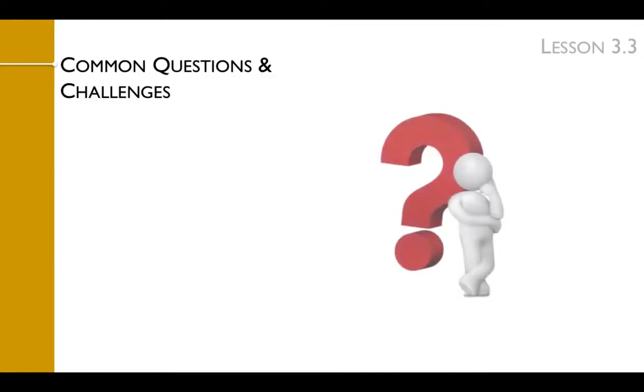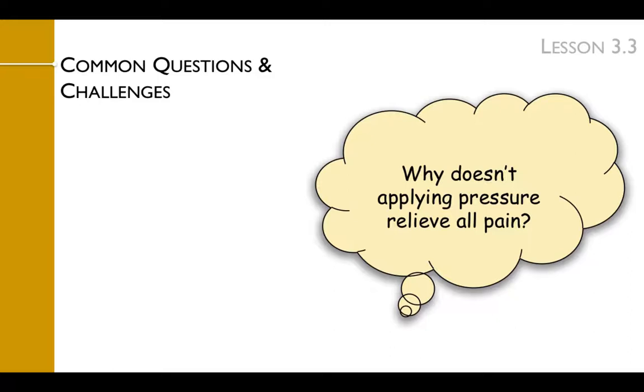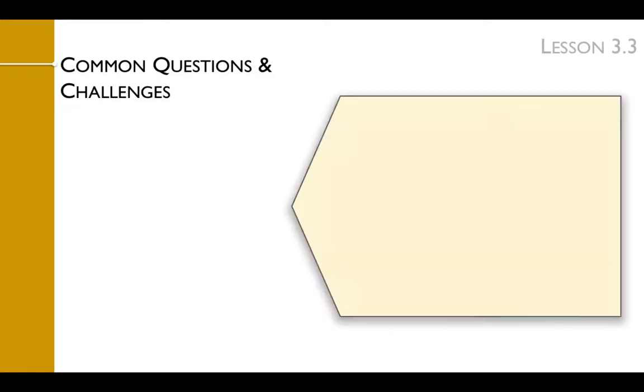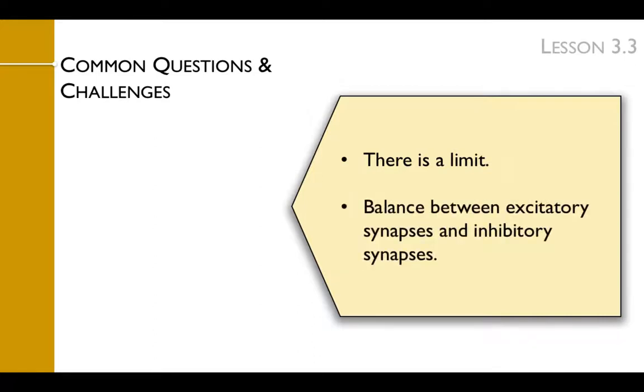Students often ask for more details about inhibitory synapses and how they work. You can find more in the teacher primer, the lesson manual, and the student workbook. One of the most common questions teachers get is, why doesn't applying pressure relieve all pain? And the answer lies in the fact that there is a limit to how much pain can be reduced this way, because in the end, it's a balance between excitatory synapses and inhibitory synapses. The pain neurons are excitatory, and if you're in a lot of pain, that's a lot of excitation that you would need to inhibit with pressure.